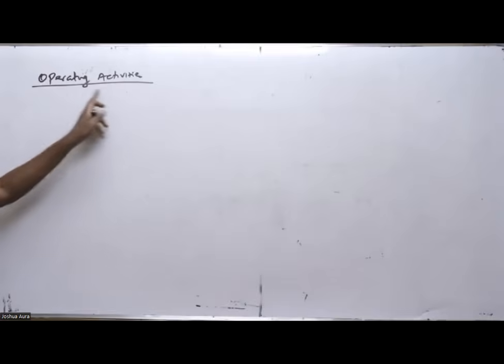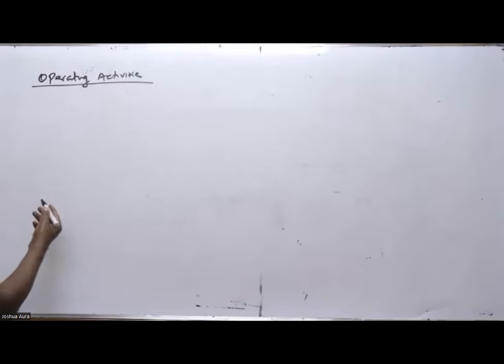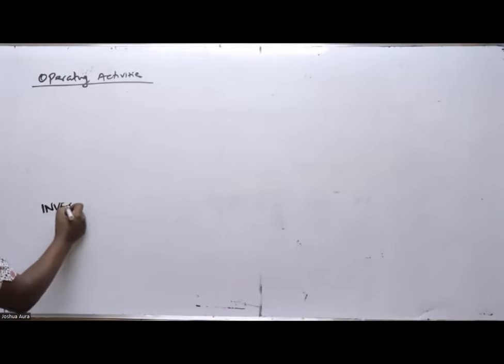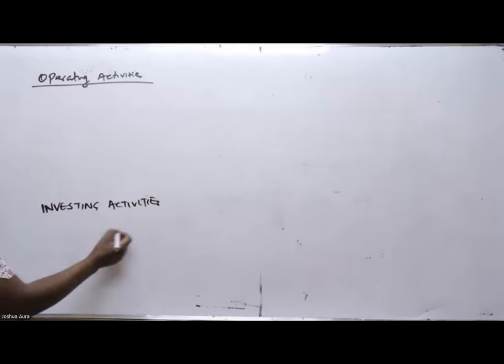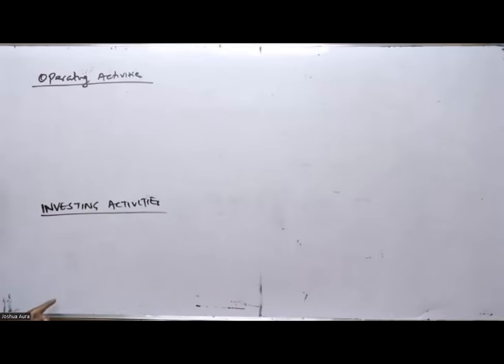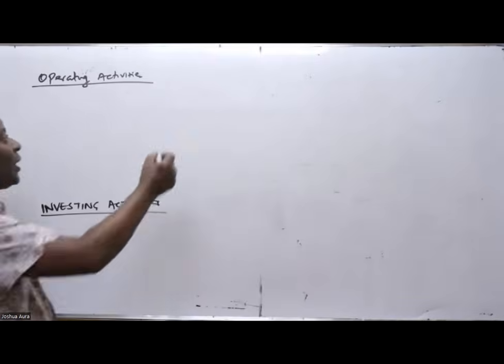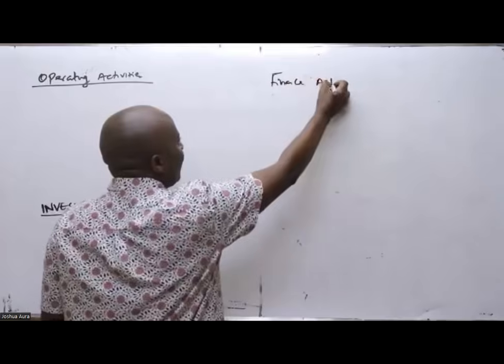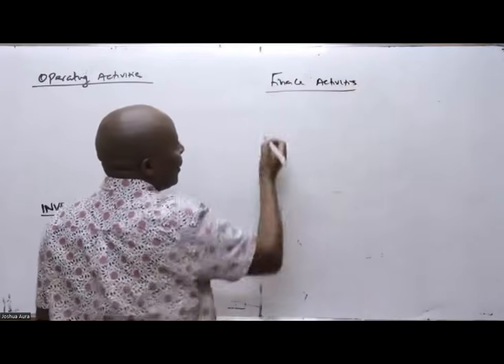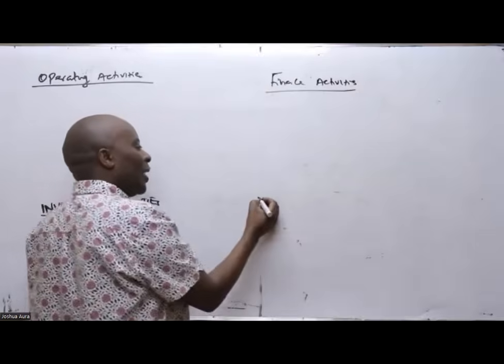So we have operating activities. Then we have, in this case here, investing activities. If my board was big enough, I would have straight away written down here finance, but my board is not very good, it's not very big. So I'll come and write here, financing activities.